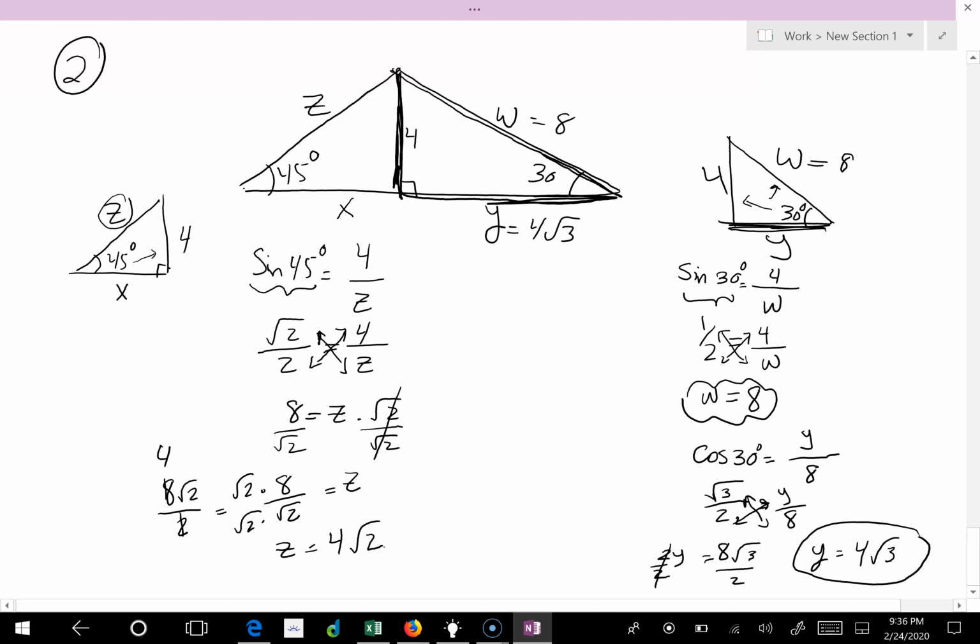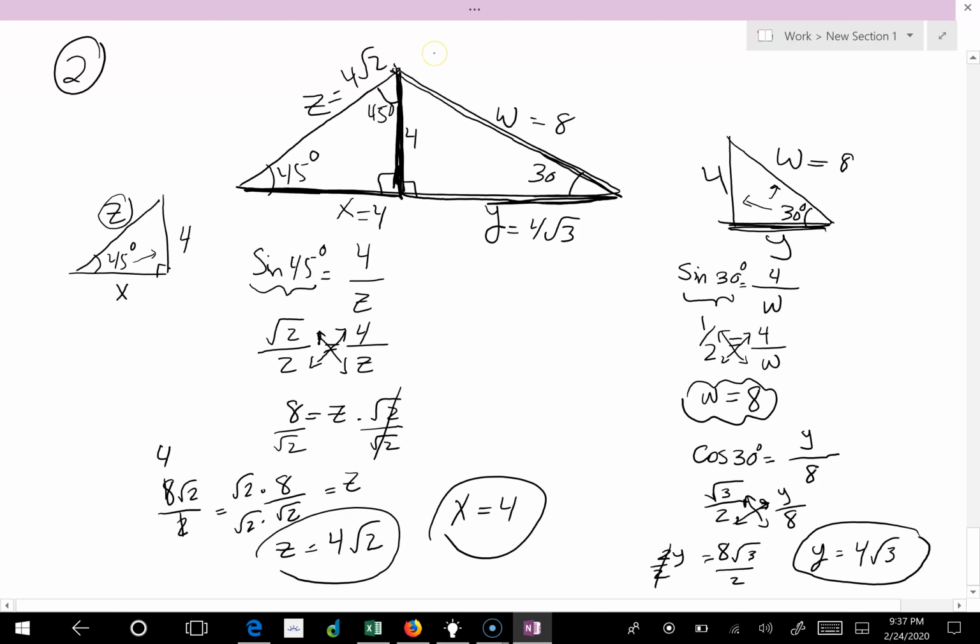This is a 45-degree angle, so you know that this one is also 45 degrees. And this is a right angle, so this is going to be an isosceles triangle. If this side is 4, then this side is also 4. So X is equal to 4. Or you can use cosine of 45 and find it. So now X is 4, Z is 4 root 2. Okay, next question.